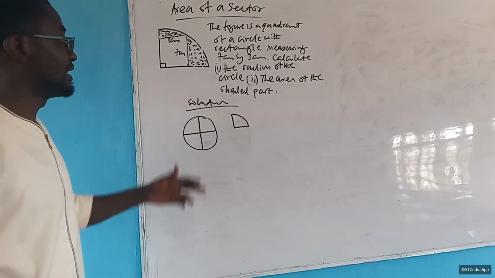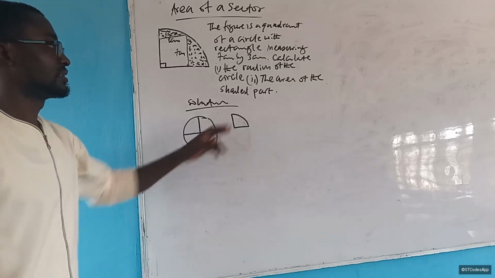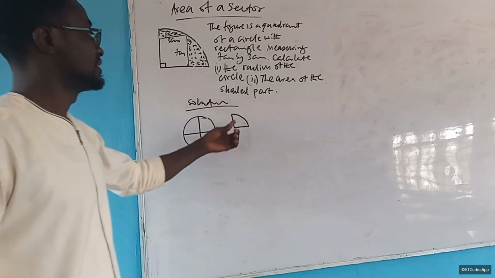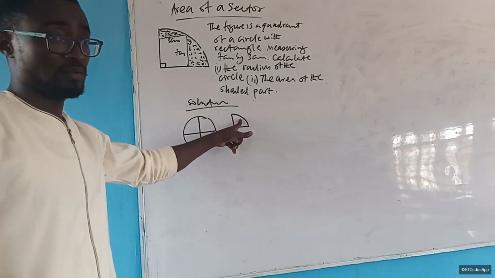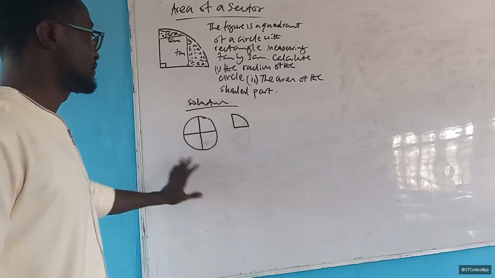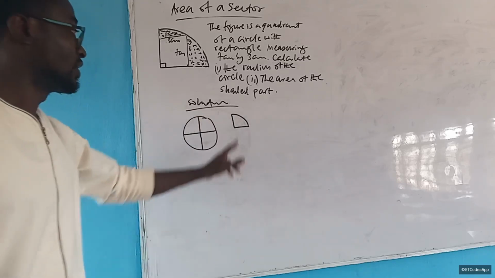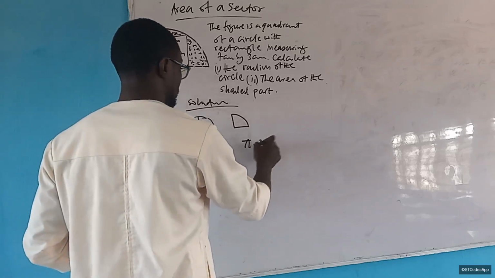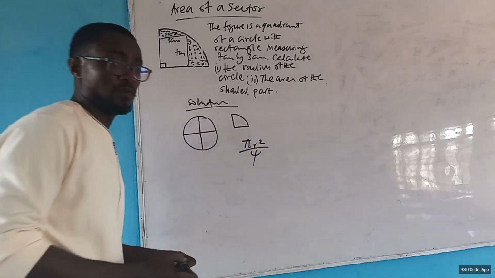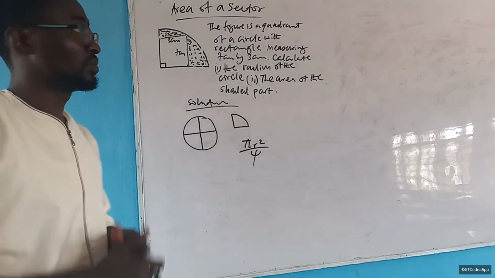If you are asked to find the area of this, we can find it in terms of the area of a sector. But if you are given it in terms of the circle itself, and you are told to just find the area of this quadrant, the area of this quadrant can be taken as the area of a circle, which is pi r squared, divided by 4. Divide the area of a circle by 4, and that gives us the area of this quadrant.